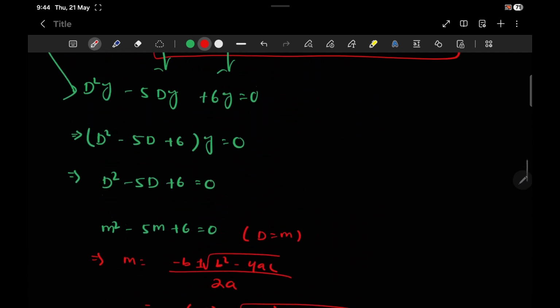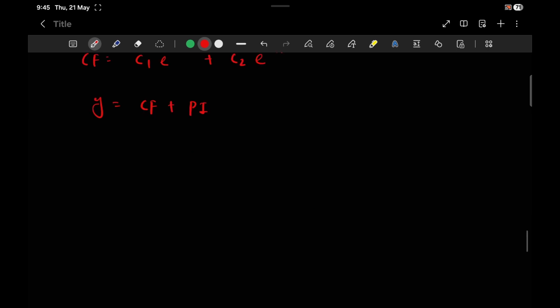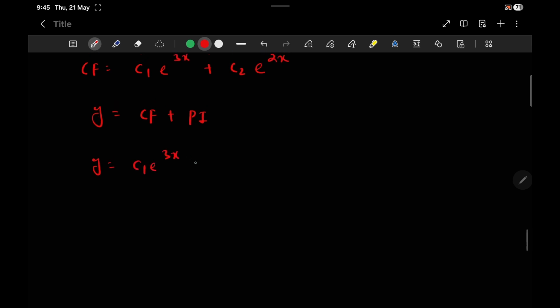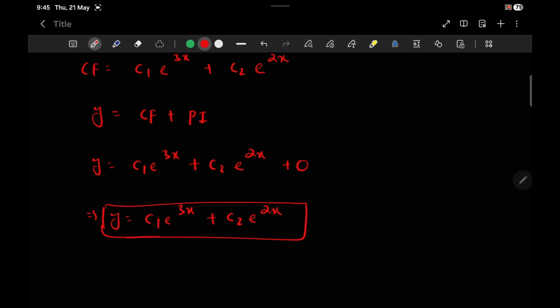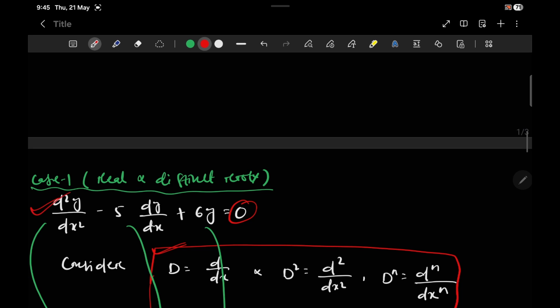Before I go into the particular integral, I just want you to remember, if there is a 0 on the right side of the equal sign, then the particular integral of the differential equation will be 0. Remember this. So y is equal to, the CF is c1 e^(3x) + c2 e^(2x) and the PI is 0. So y = c1 e^(3x) + c2 e^(2x). So this is our final answer and the final solution to the differential equation we have taken earlier.